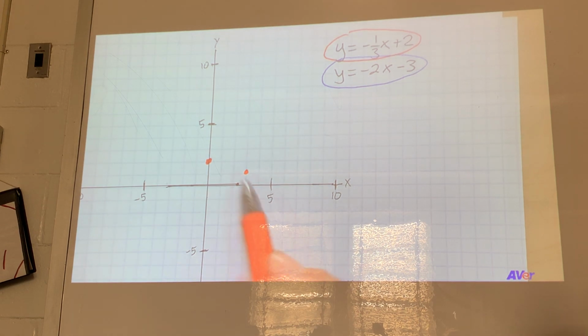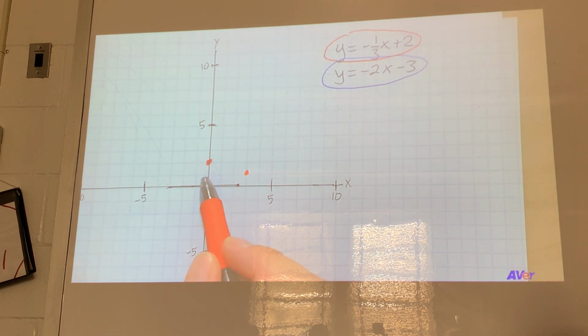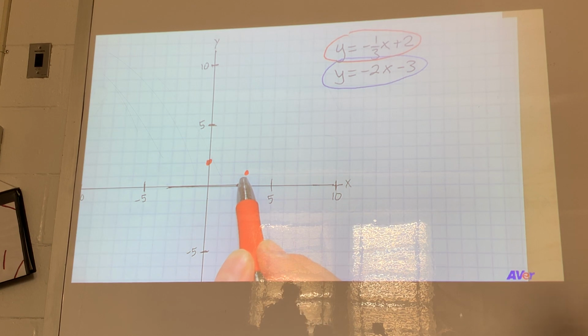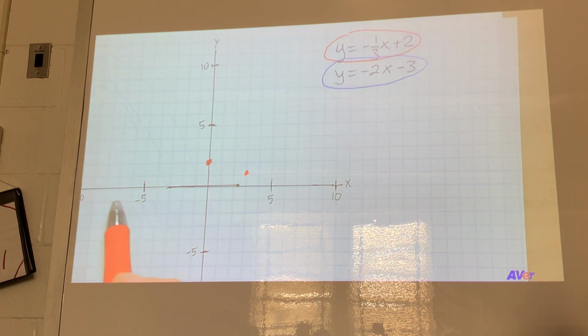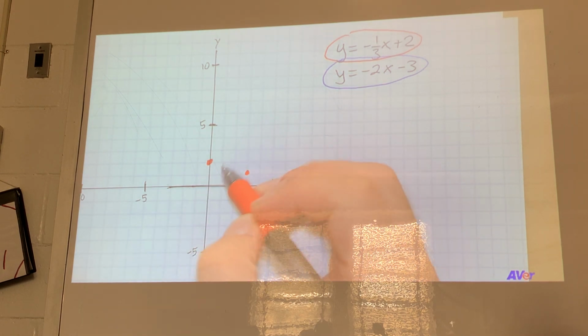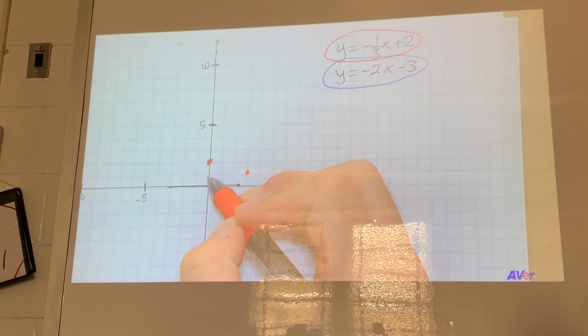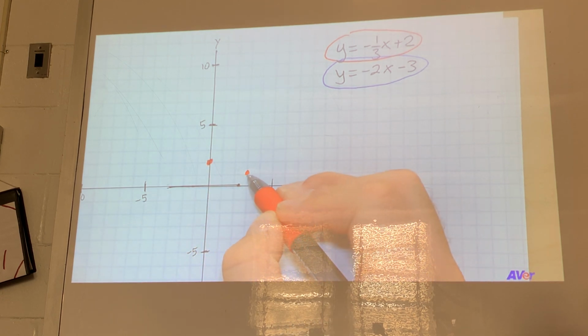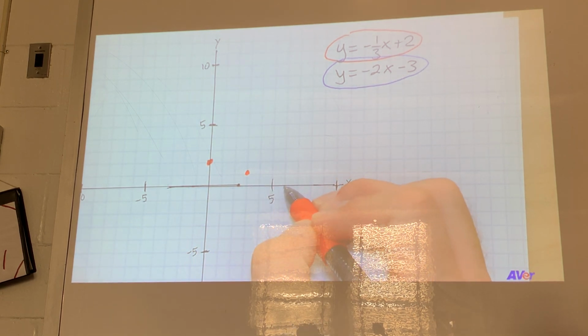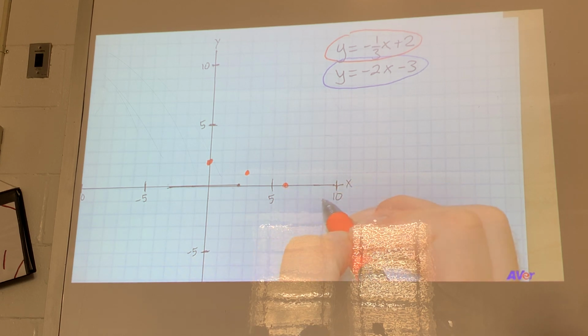Alright, so do you see how I started at 2 and then I went down 1 and right 3? Yes. Okay. At this point, can I draw my line? Yes. Yeah, but the problem is, watch what I do. I don't want to draw the line yet. I want to continue this pattern. If I go down 1 and right 3, I can keep doing that. Down 1, right 3. And you can see that my line is forming whether I draw it or not, right?